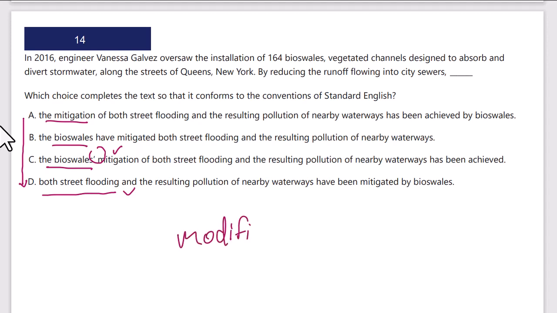Okay? So how do I identify this? Very long answers begin with three verbs, three nouns, one's a verb, and oftentimes one is there are, or the other one's an apostrophe to show possession, which is not right. Secondly, we can also determine it by the fact that it's a dependent clause up front. By reducing the runoff into city sewers, comma, and we need a noun.